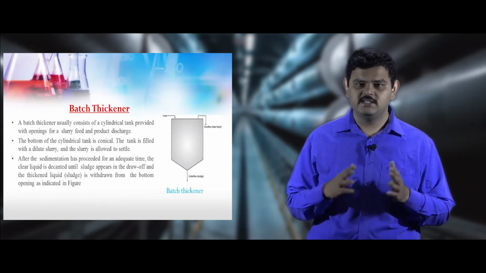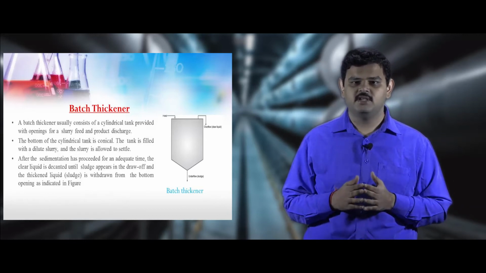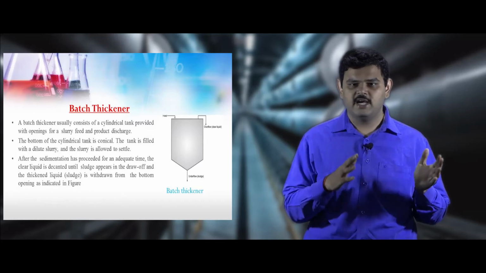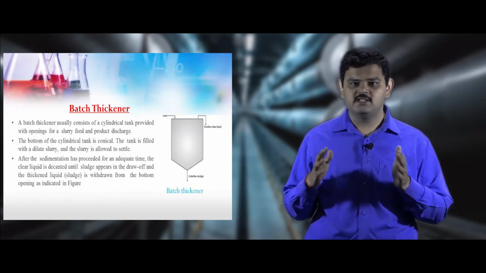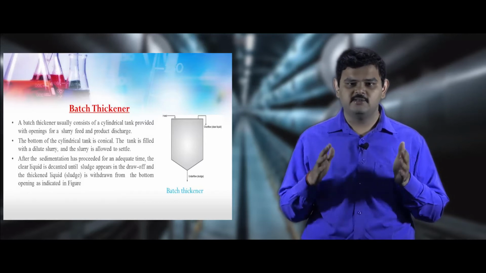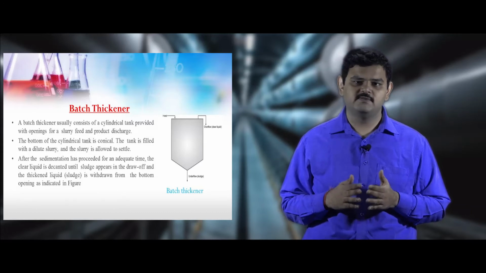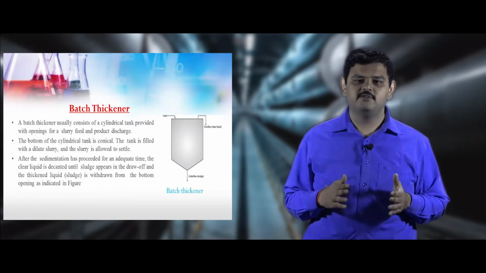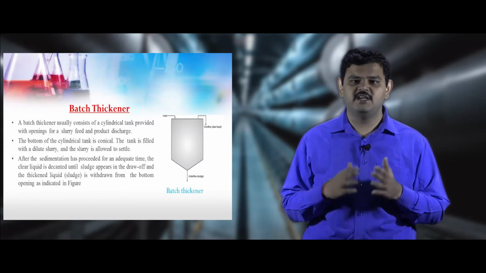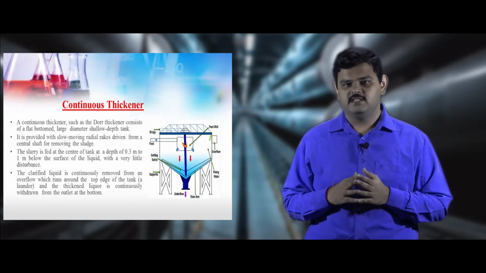A batch thickener consists of a cylindrical vessel with a conical bottom. In a batch thickener, we keep a storage of the slurry. Then when we allow it to stand for a calculated time, the solids settle at the bottom and we remove the solid sludge from the bottom. The clear liquid is taken from the top and can be decanted to obtain clearer liquid. Now we move on to continuous thickeners.